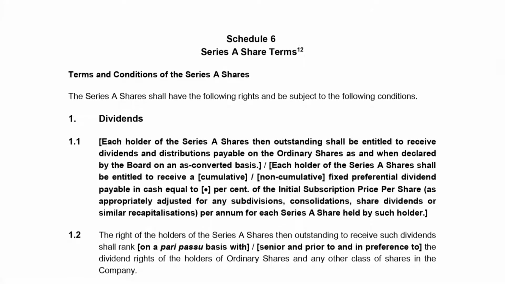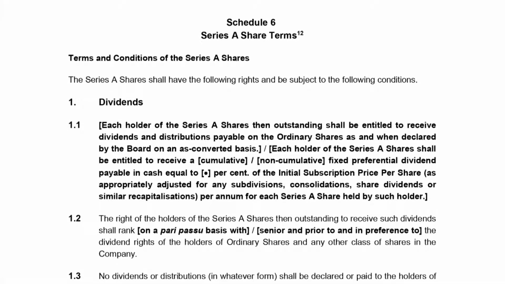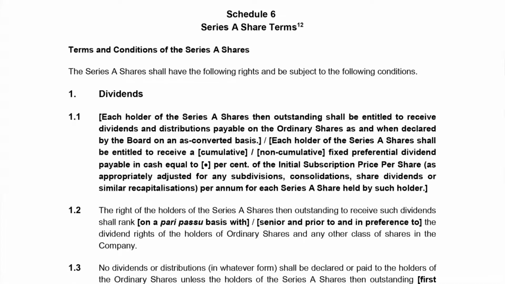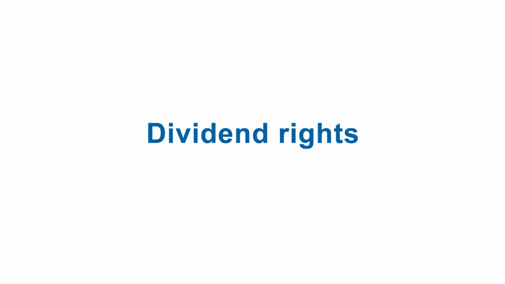Last but not least, I will move on to the terms of the Series A preference share. The key terms to be discussed are A. Voting rights, B. Liquidation preference, C. Dividend rights, and D. Conversion rights.